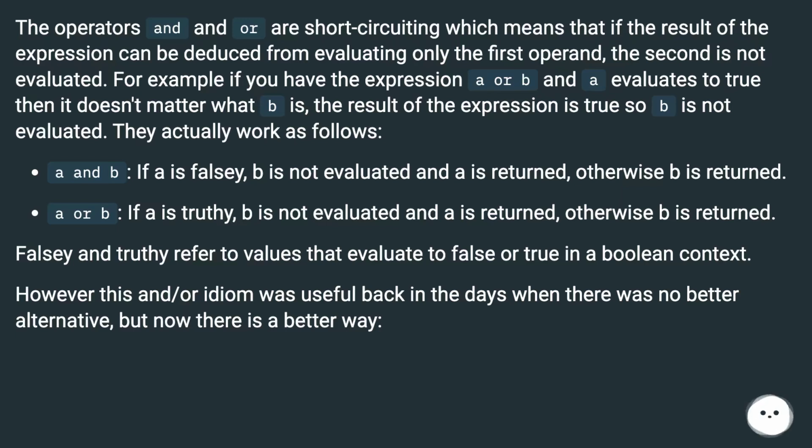They actually work as follows. A and B: if A is falsy, B is not evaluated and A is returned, otherwise B is returned. A or B: if A is truthy, B is not evaluated and A is returned, otherwise B is returned. Falsy and truthy refer to values that evaluate to false or true in a Boolean context.